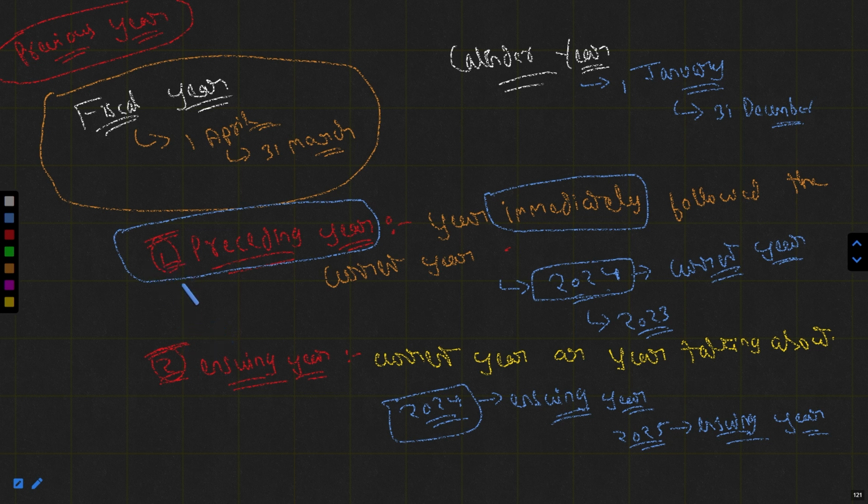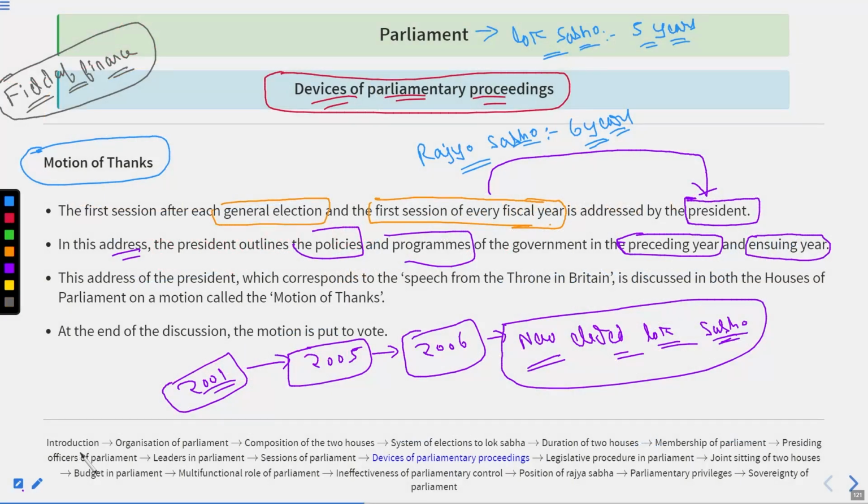So basically whatsoever the government did about the policies and all in the preceding year 2023 would be discussed in year 2024, and the President of India would talk about it, and what the government is planning to do, whether in the current year 2024 or any upcoming year like 2025, that is collectively known as the ensuing year. The president will inform the houses about it. So that would be done by him.